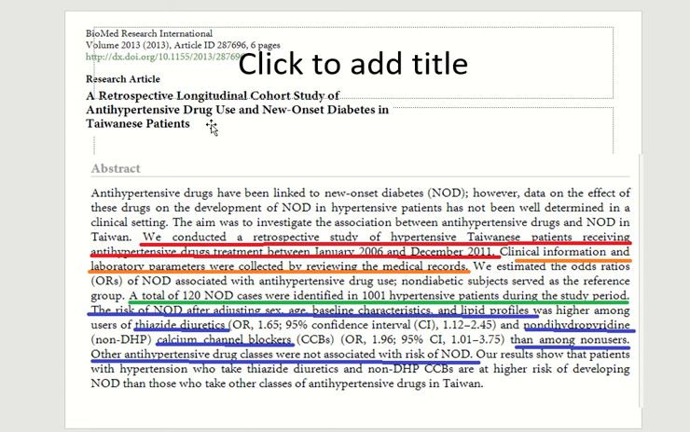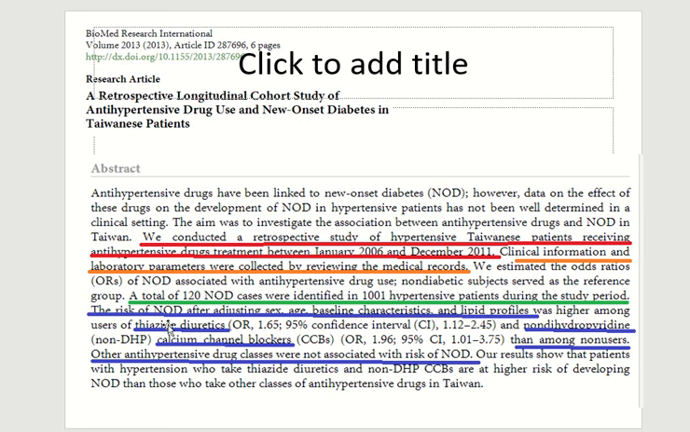If you read the abstract, first of all, they talk about the link between antihypertensive drugs and NOD, meaning new onset of diabetes. Then they say we conducted a retrospective study. For us, it's not a retrospective, it's a non-concurrent study of hypertensive Taiwanese patients receiving antihypertensive drug treatment between 2006 and 2011. So that's the follow-up from 2006 to 2011. Clinical information and laboratory parameters were collected by reviewing their medical records.